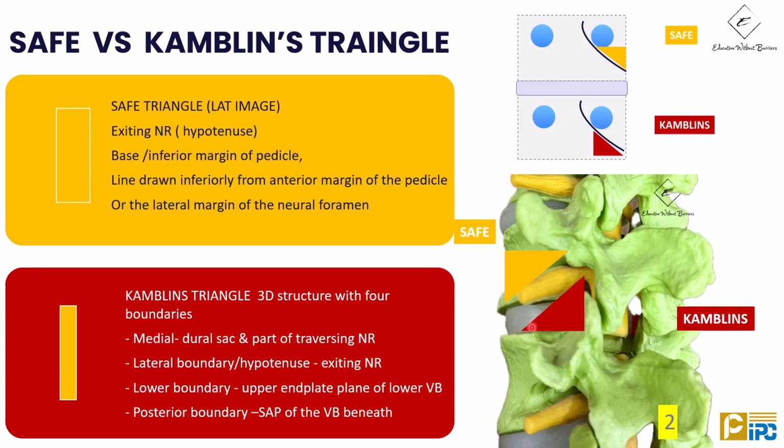And this is like a three-dimensional structure. On the medial side, you've got the traversing nerve root and the dural sac. On the lateral side, you've got the exiting nerve root. The lower boundary is formed by the upper end of the lower vertebral body. And the posterior part, because it's a three-dimensional structure, is the superior articular process and the vertebral body. So that's Kambin's triangle. This is where it is situated in the same diagram. And the reason we talk about it is because some authors believe that this is a safer approach to use.